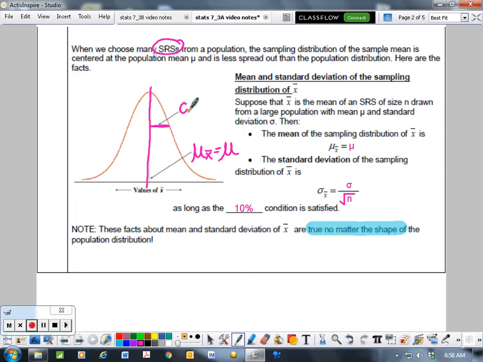The standard deviation of our sampling distribution ends up being the standard deviation of the original population divided by the square root of our sample size. And so as our sample size gets bigger, that sampling distribution standard deviation gets smaller. But again, we're still looking at that 10% condition. So either we're sampling with replacement, or if we're sampling without replacement, we're looking at that 10% condition. It doesn't matter what the shape of our original population distribution is. This will be true no matter what.